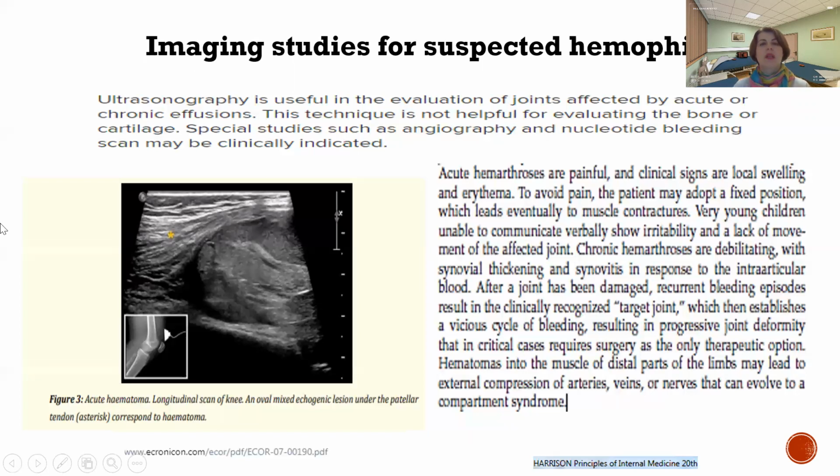Ultrasonography is useful in the evaluation of the joints affected by acute or chronic effusion. This technique is not helpful for evaluating the bone or cartilage. Special studies such as angiography or a nucleotide bleeding scan may be clinically indicated. Acute hemarthroses are painful. Clinical signs are local swelling and erythema.